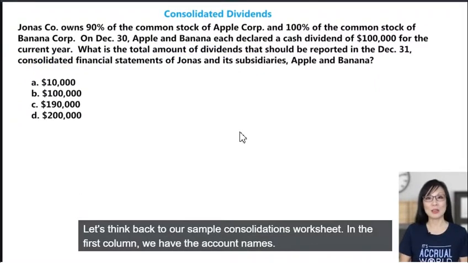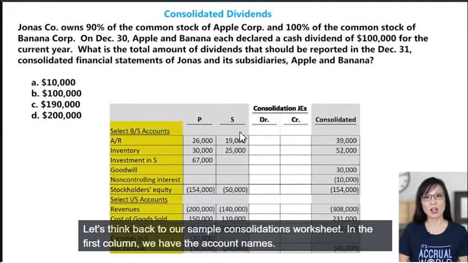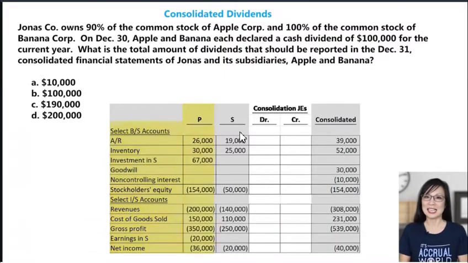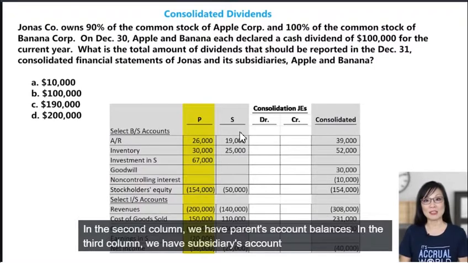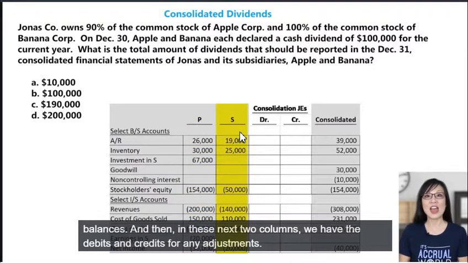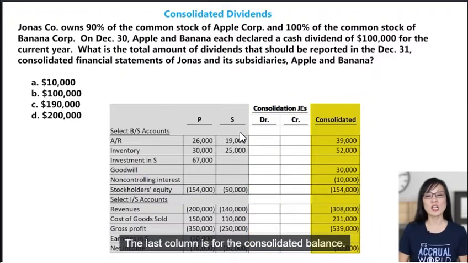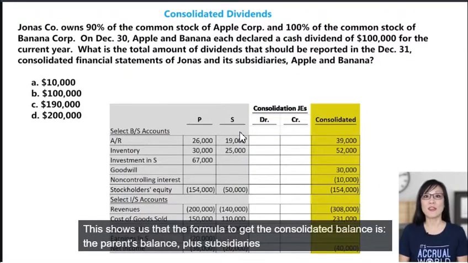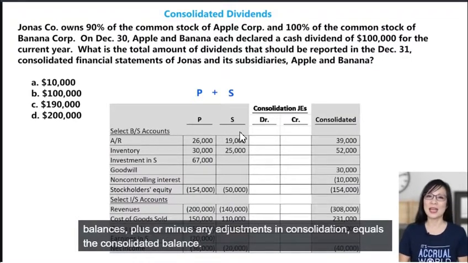Let's think back to our sample consolidations worksheet. In the first column, we have the account names. In the second column, we have parents' account balances. In the third column, we have subsidiaries' account balances. And then in these next two columns, we have the debits and credits for any adjustments. The last column is for the consolidated balance. This shows us that the formula to get the consolidated balance is the parent's balance plus subsidiaries' balances plus or minus any adjustments in consolidation equals the consolidated balance.